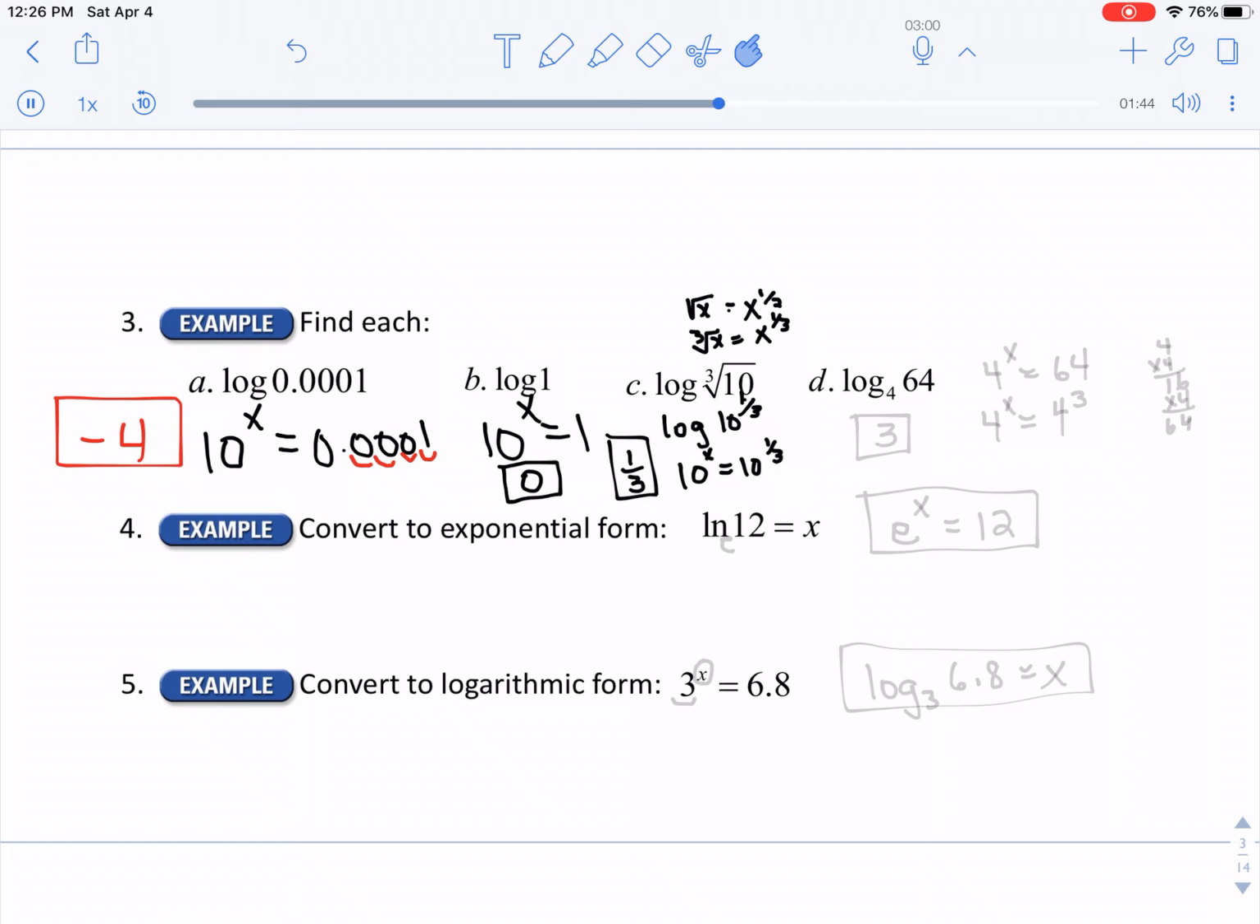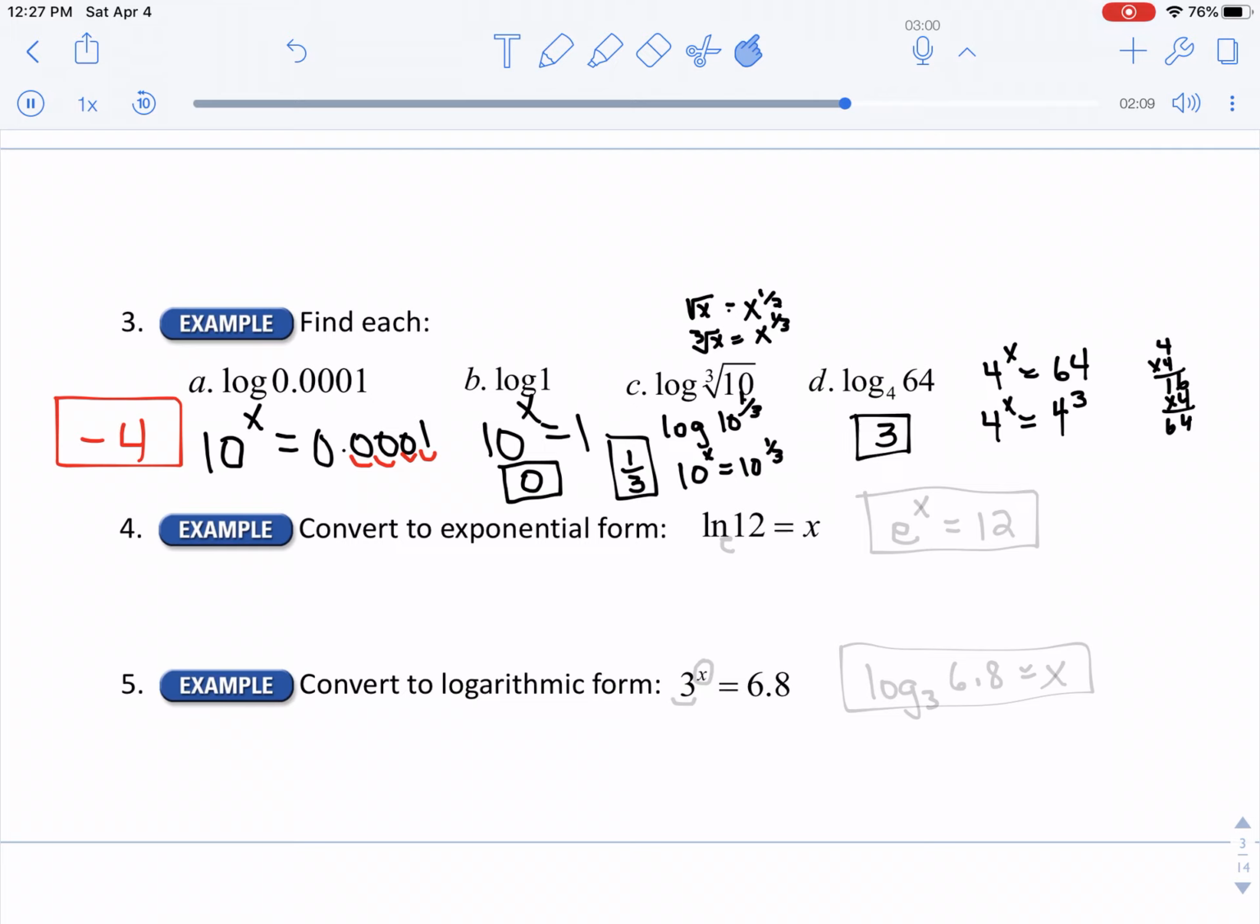And the last one is, I want to know what is 4 to what power equals 64. So if I multiply 4 times 4 is 16, times 4 again is 64. So I can rewrite 64 as 4 to the 3rd power. So I get 4 to the x power equals 4 to the 3rd power. And the only way those two can equal each other is if x is 3.